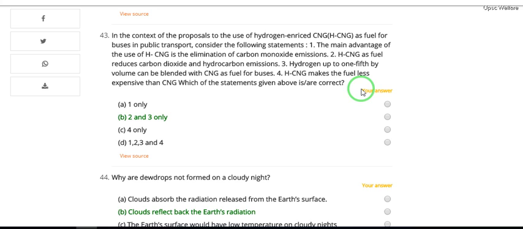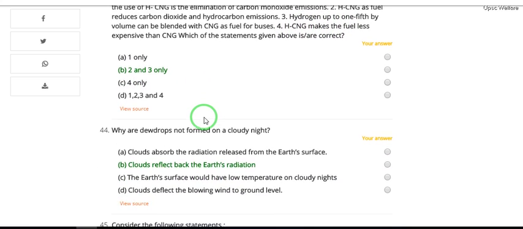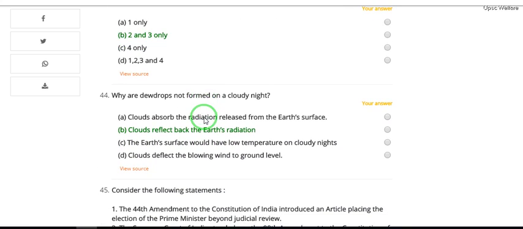So C, we see that CNG as a fuel being less expensive than CNG is going to be wrong, because it's more expensive. I'm talking about the HCNG especially here. So 2 and 3 are going to be correct. 4 is also wrong, so we will go with B.